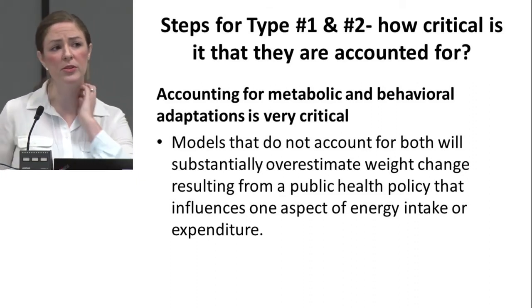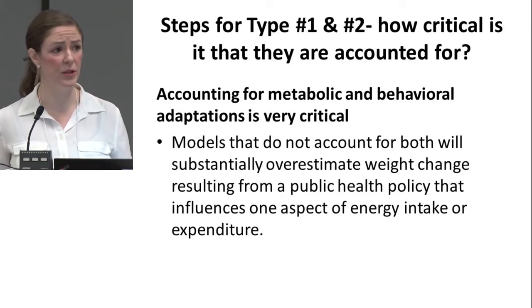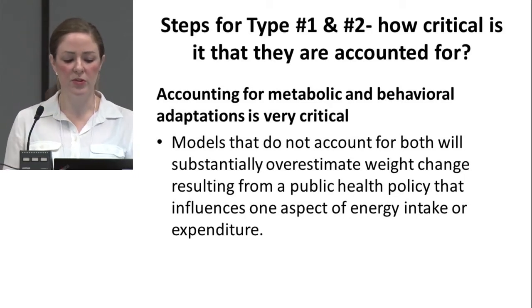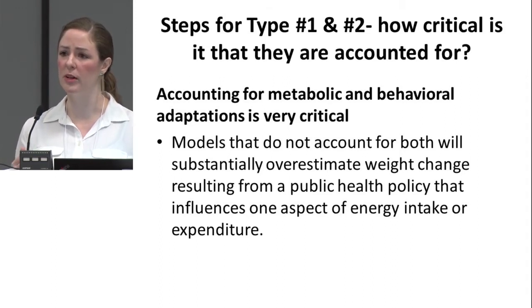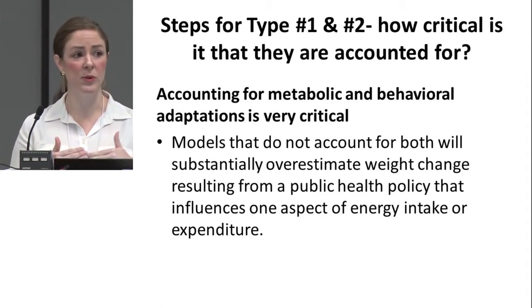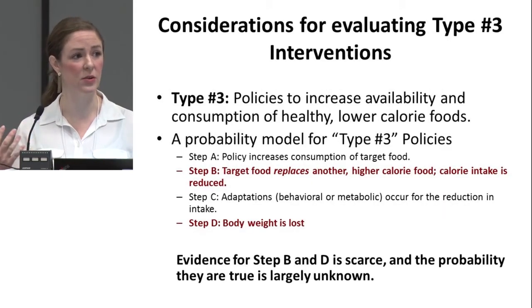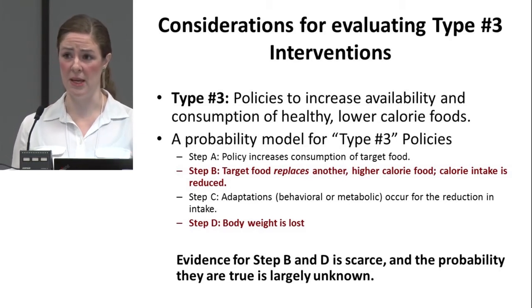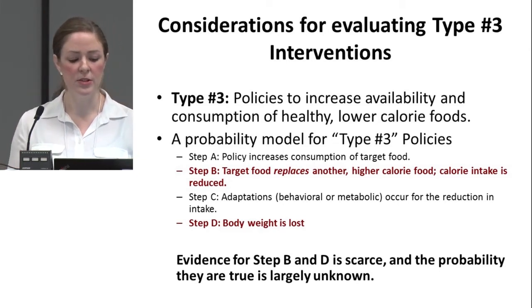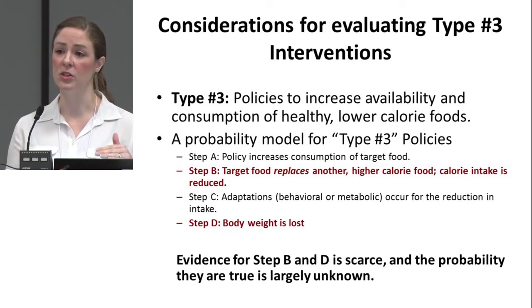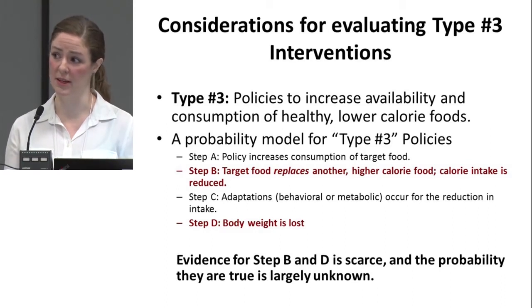I'd like to just take a moment also and discuss a separate issue about the type 3 interventions. So with those, we're really trying to increase availability of the healthy, lower calorie foods, and bringing us back to that probability model that I discussed. I think a lot of times we see policy A, right? We do a study to suggest, okay, the policy does actually increase the consumption of the healthy food. That's a good first step. But then the step B is often not necessarily followed up on and understood, in that, does that target food actually replace another such that caloric intake is actually reduced, and is that a sustainable, persistent thing that occurs?